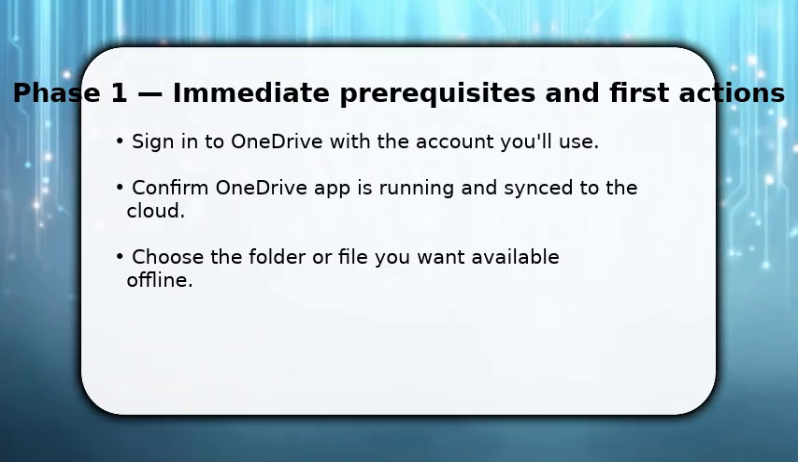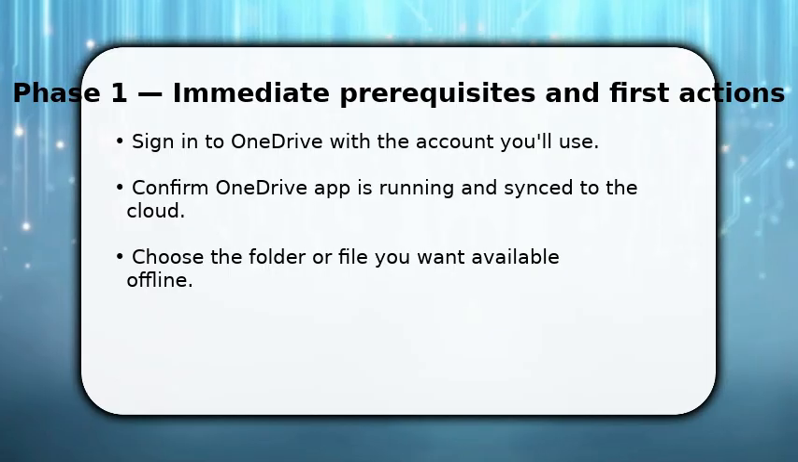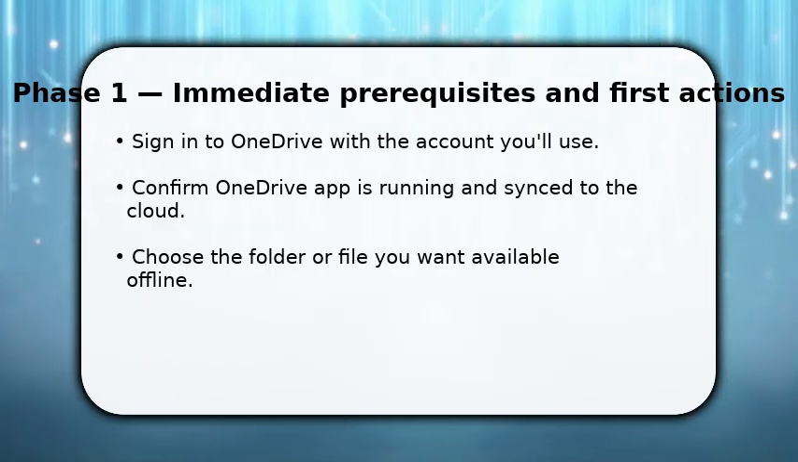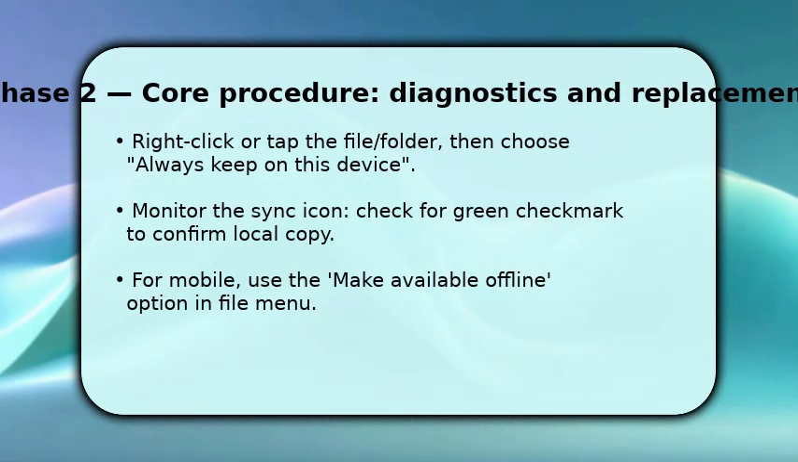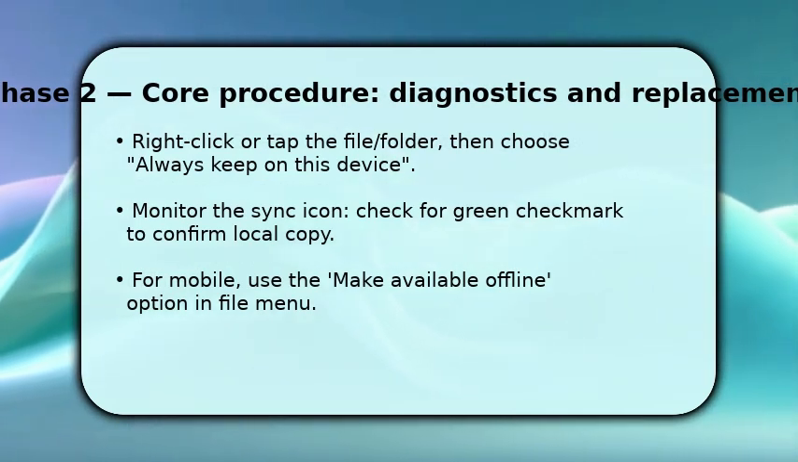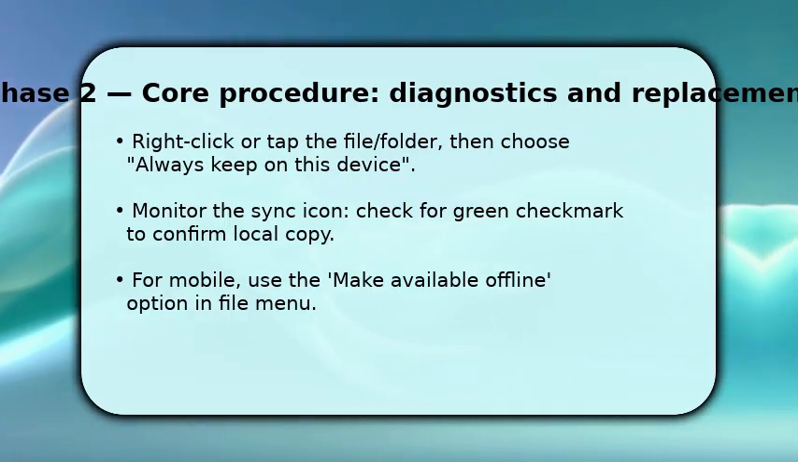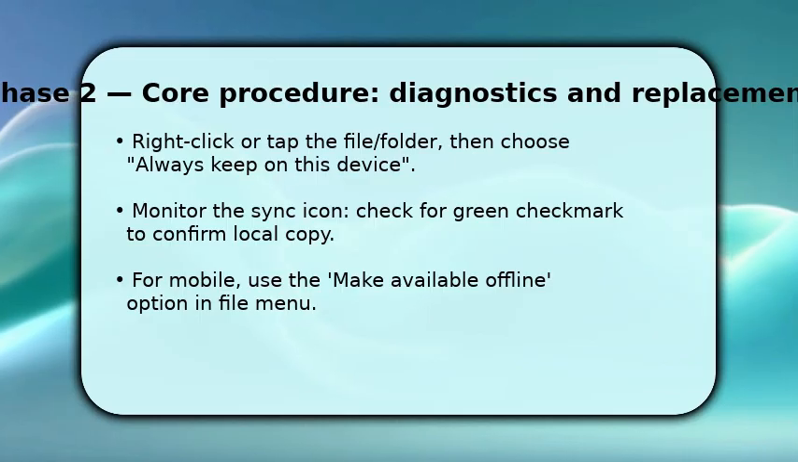Because you're about to make content local, verify you have enough storage space. Local copies require disk space and avoid surprises later. Now you perform the action that creates a local copy. Right-click or press the menu on the target file or folder and choose Always Keep on this device. On mobile, pick Make Available Offline.